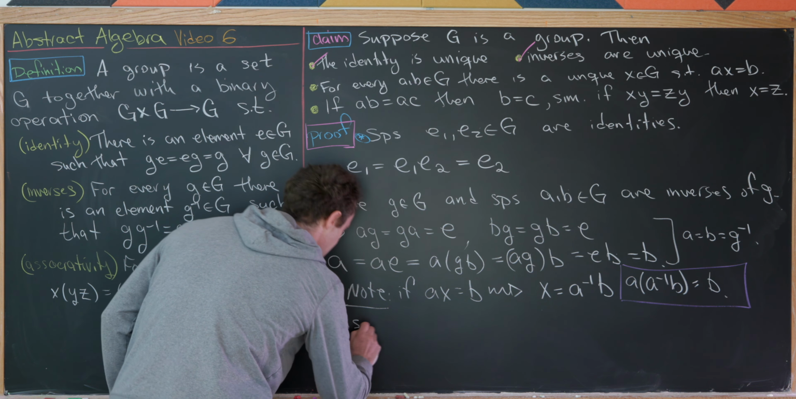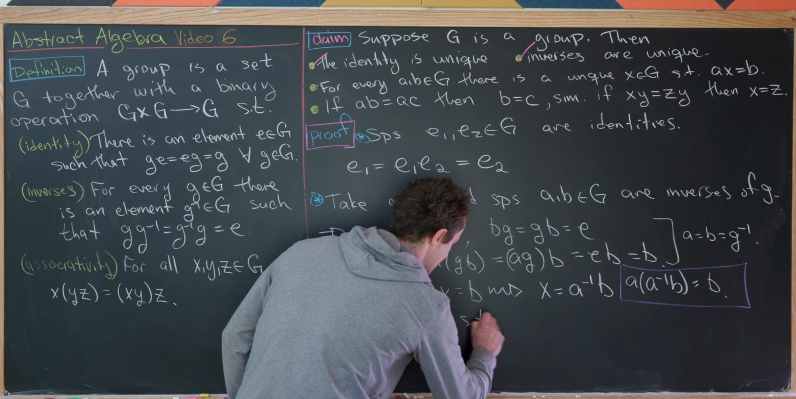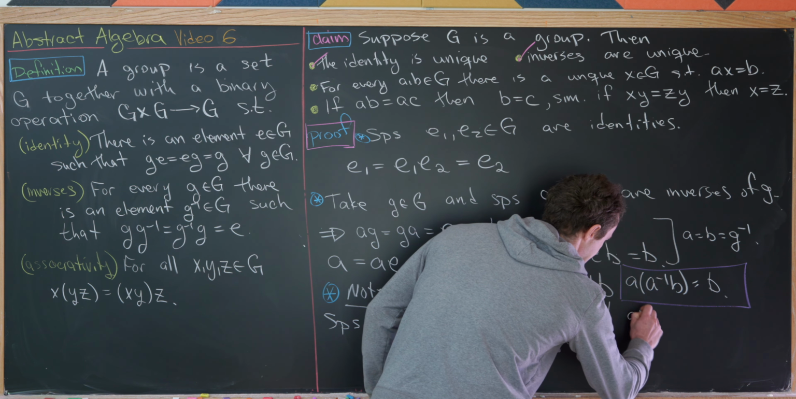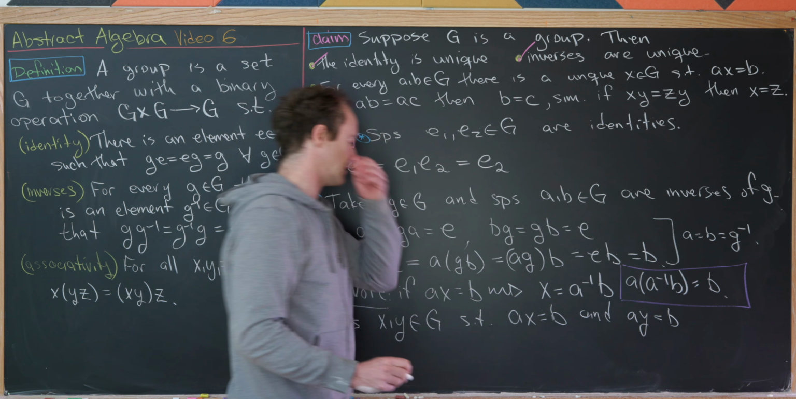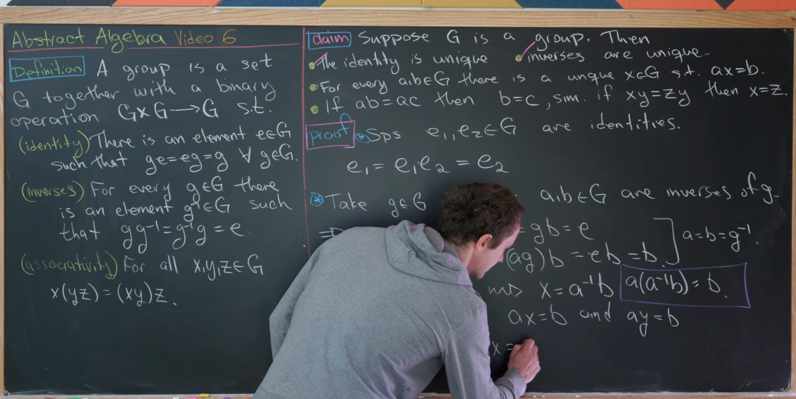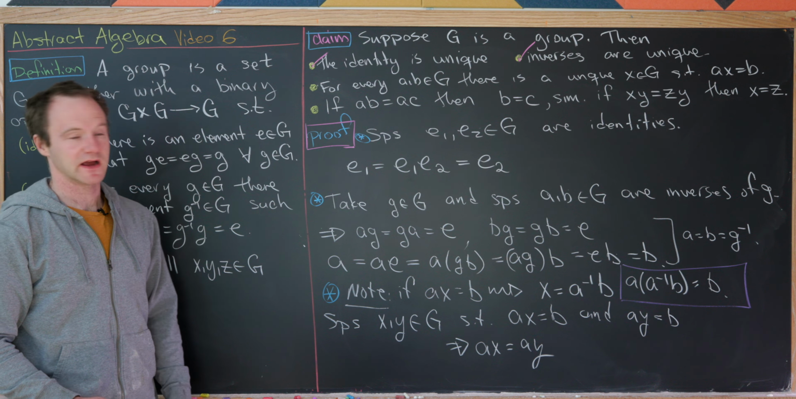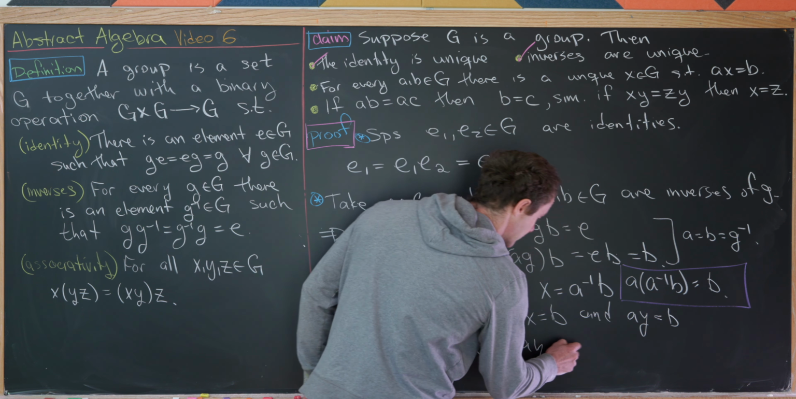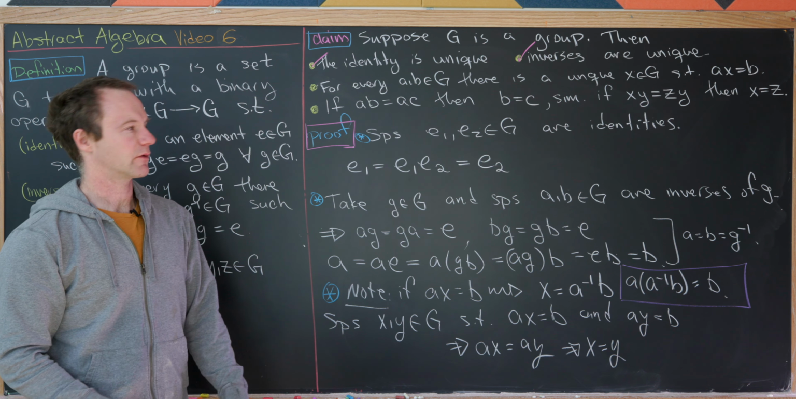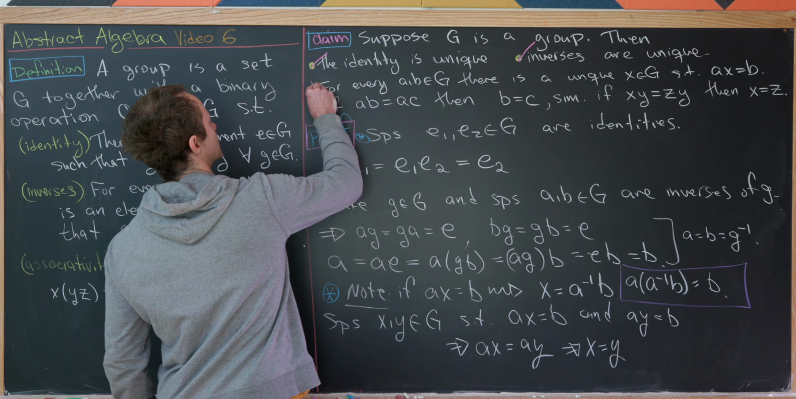So let's suppose X and Y are in the group such that AX equals B and AY equals B. But look, that means that in fact AX is equal to AY, and then left multiplying by A inverse will give us X equals Y. But that's exactly where we needed to end up. So that means we've proven this result right here.